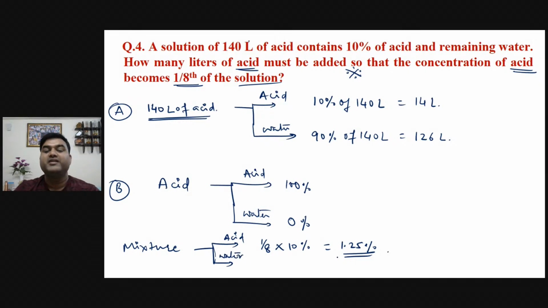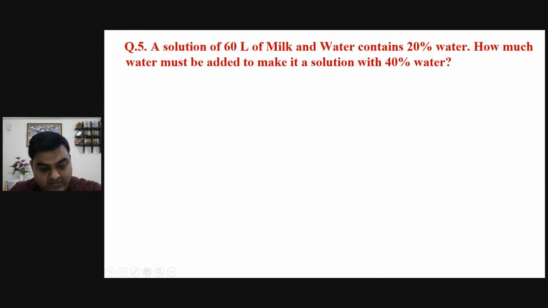And the remaining will be water. You need not find it, but if you want to find out, it is 98.75 percent, because we are doing 100 minus 1.25. So you understood the sum. How can we do it? Two ways again. Either you put acid here or water here, you will get the answer.